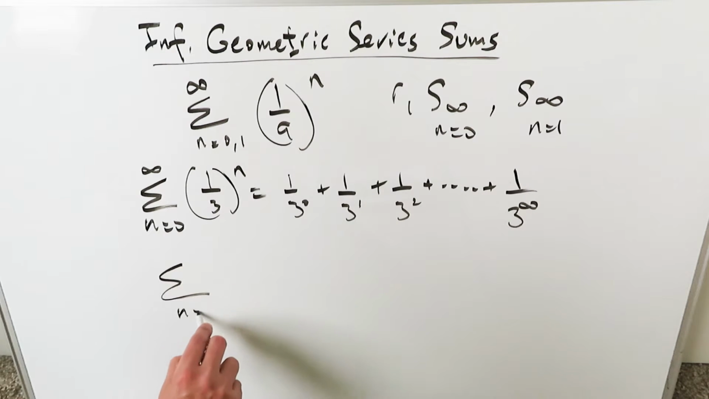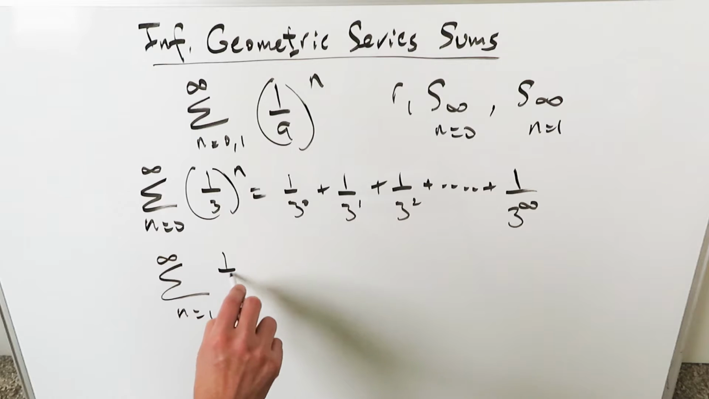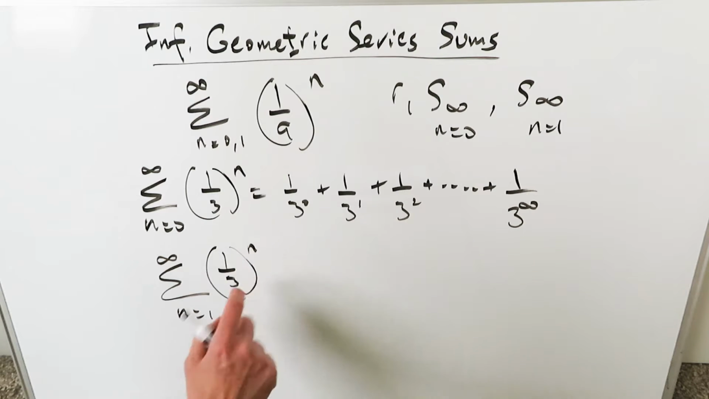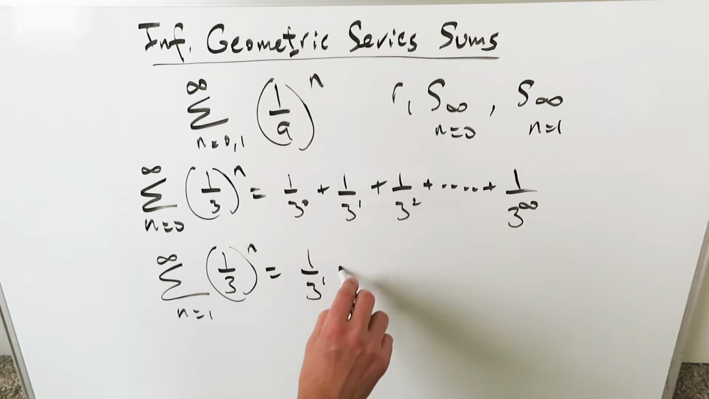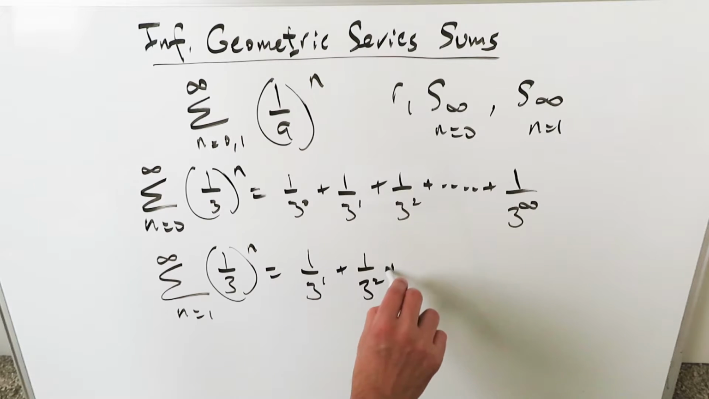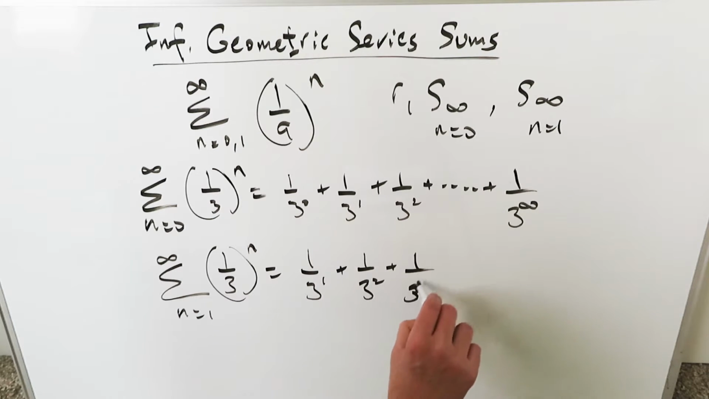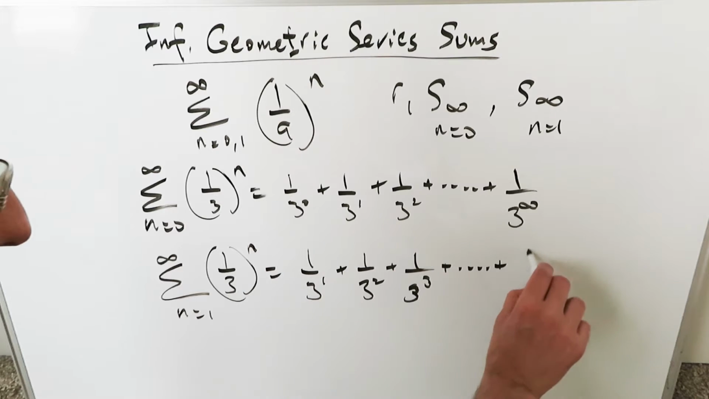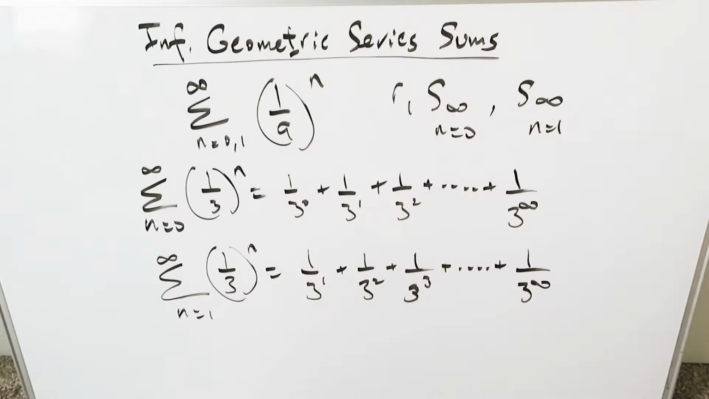Contrast this to this: n is equal to 1 up to infinity, 1 over 3 to the power of n. Here your first term is 1 over 3 to the power of 1, then the next term is 1 over 3 squared, then the next term is 1 over 3 cubed, going all the way again up to 1 over 3 to the infinity. When you look at both of these, there's a common ratio, and it's pretty evident.